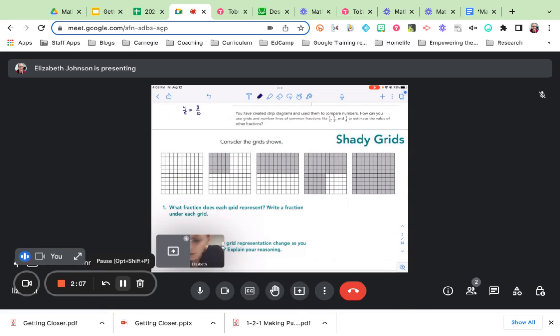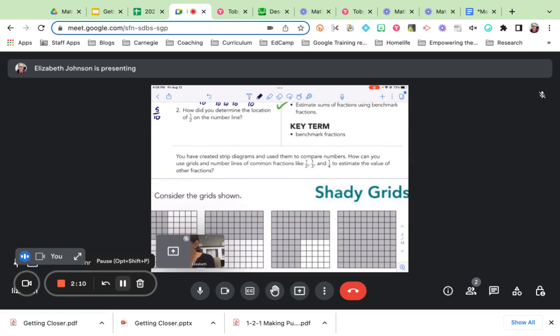Okay, I hope that you had a great discussion about the different mathematical strategies you used. Let's look at today's essential question. Our essential question today is, how can you use grids and number lines of common fractions like 1/2, 1/3, and 1/4 to estimate the value of other fractions?